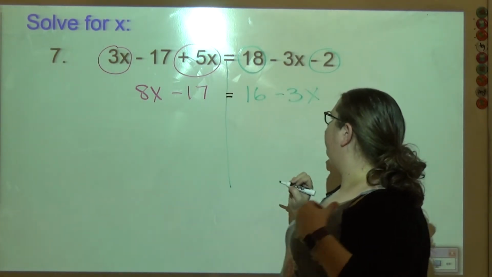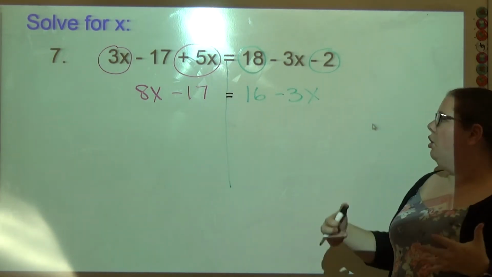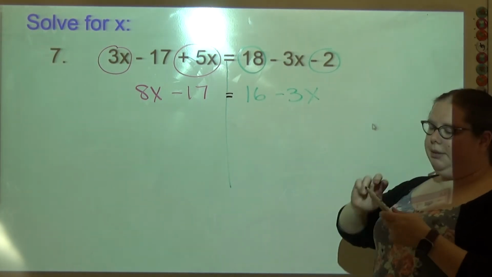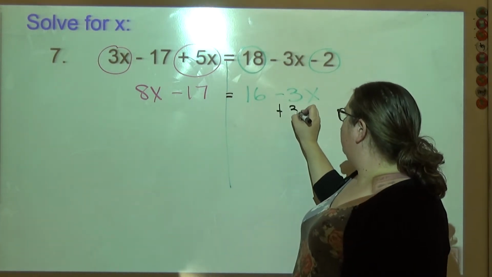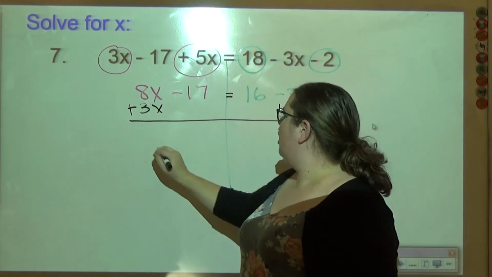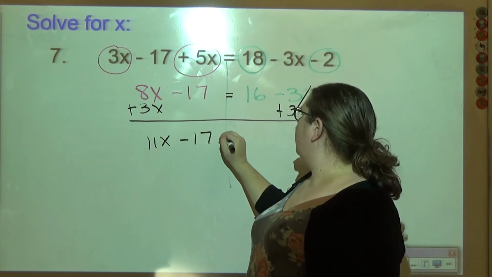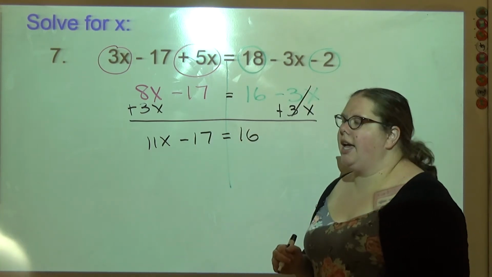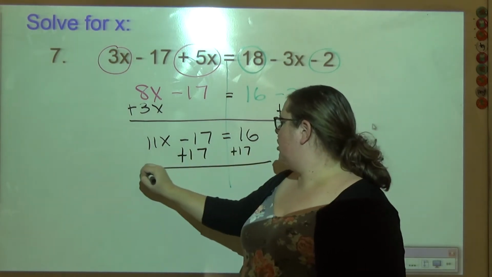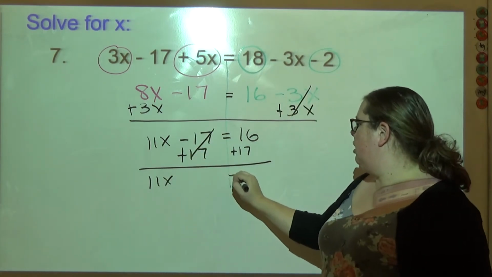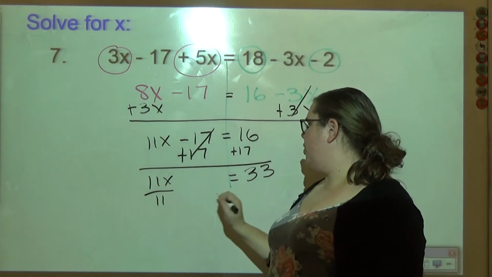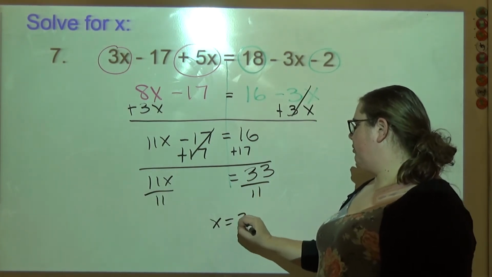So now to solve, we're going to move our smaller x. Who's smaller? We have 8x and minus 3x. Minus 3 is smaller, opposite of minus is plus. So plus 3x on both sides. 11x minus 17 equals 16. Add and subtract first. 11x equals 33. Last step, divide by your coefficient, and x equals 3.